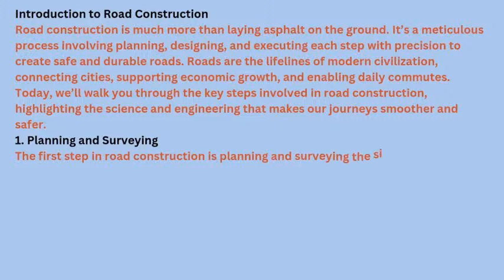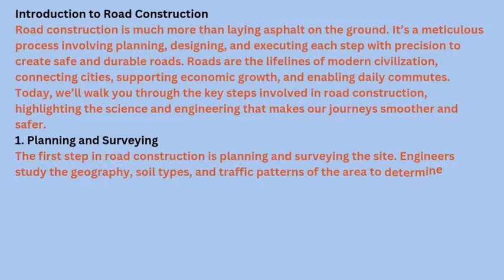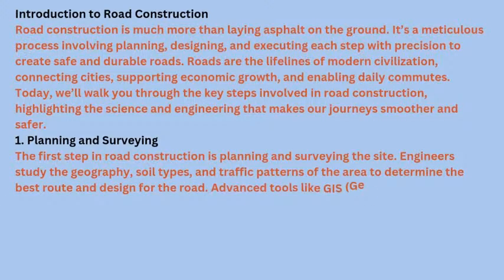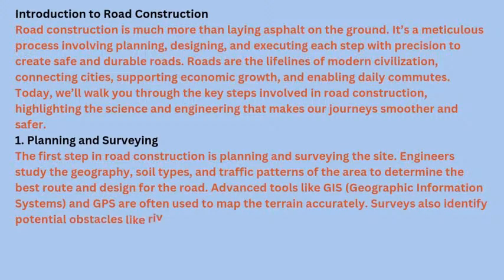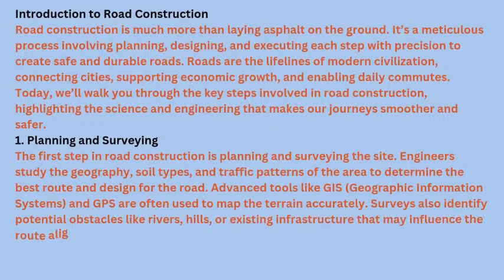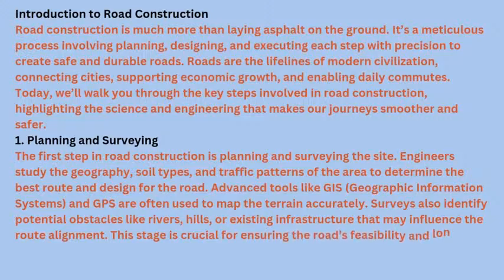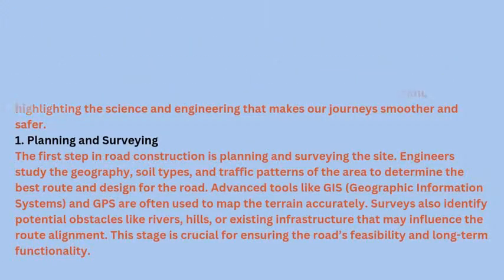In road construction is planning and surveying the site. Engineers study the geography, soil types, and traffic patterns of the area to determine the best route and design for the road. Advanced tools like GIS, Geographic Information Systems, and GPS are often used to map the terrain accurately. Surveys also identify potential obstacles like rivers, hills, or existing infrastructure that may influence the route alignment. This stage is crucial for ensuring the road's feasibility and long-term functionality.